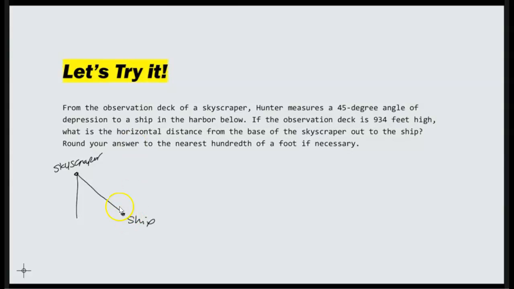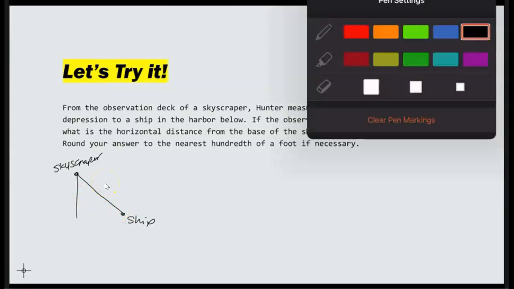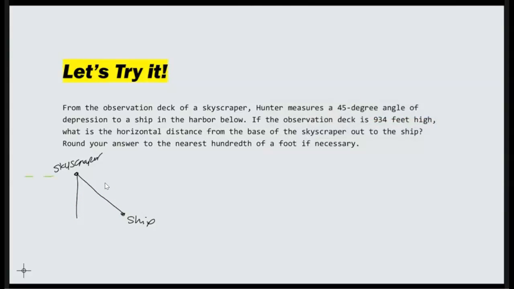Now, remember that for angles of elevation and depression, they reference a horizontal line that is the observer's point of view. So my observer is up here at the skyscraper. So my angle of depression is looking downwards from this horizontal. So this right here is my angle of depression, not this angle in here, this angle here.